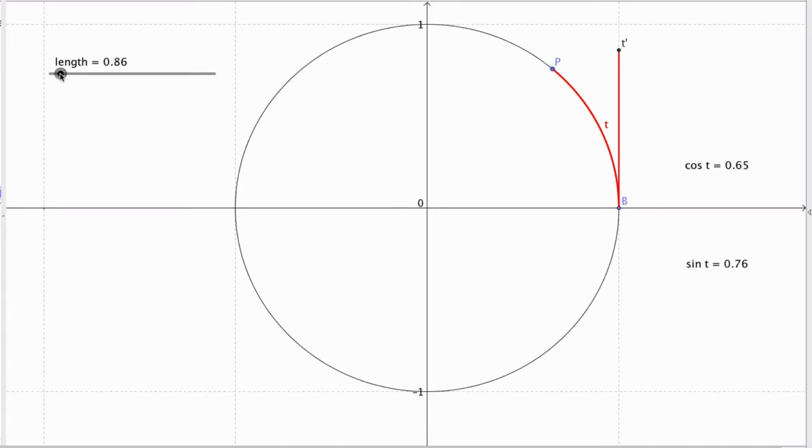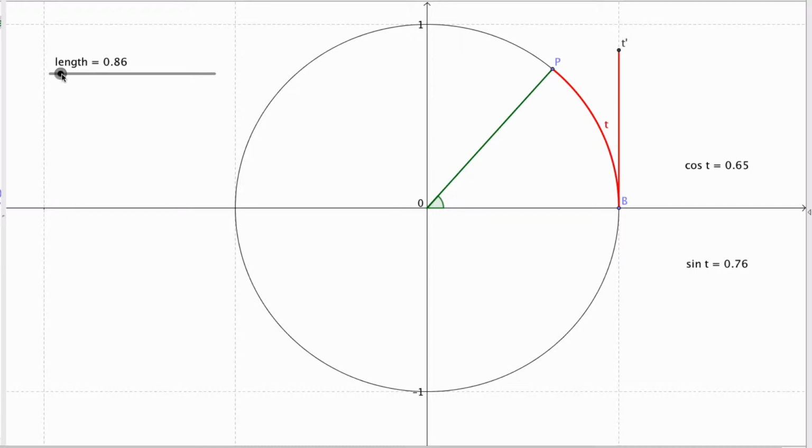Let's keep increasing the length and see what happens to P. There we go, that's no great surprise. The longer the piece of string, the further around the circle it gets. Now, this point P forms an angle that we are going to get very interested in. And you already know quite a lot about this angle.